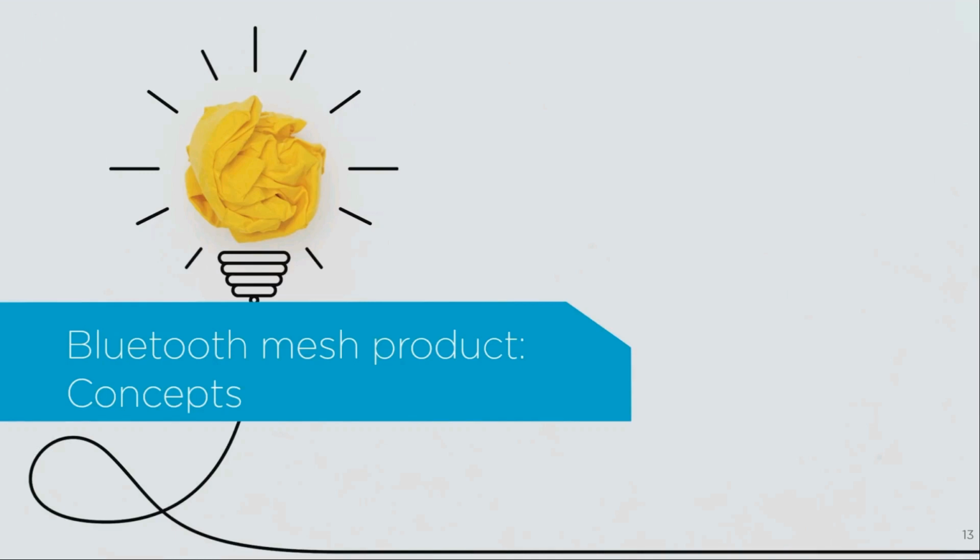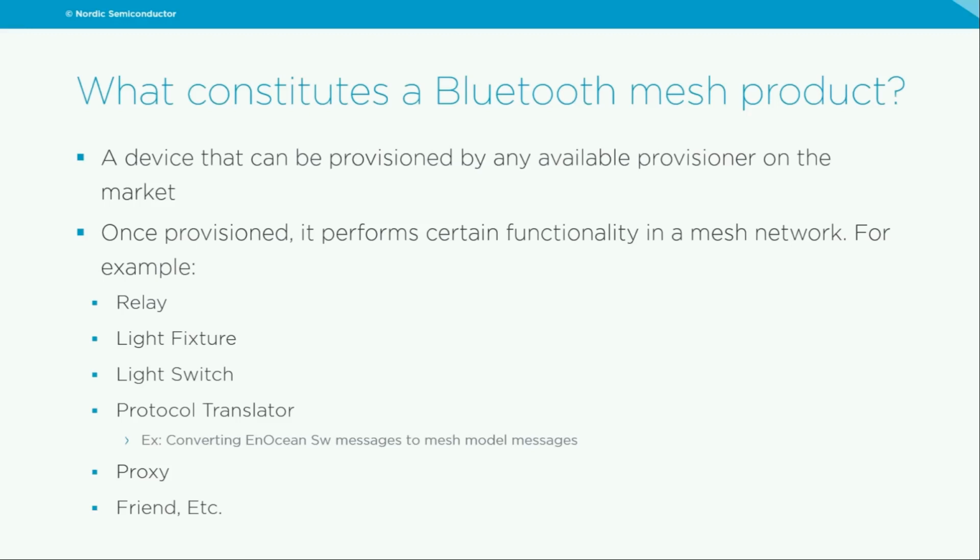Okay, now let's take a look at some of the concepts around a Bluetooth mesh product. What constitutes a mesh product? Well, a Bluetooth mesh product is a device that can be provisioned by any available provisioner on the market. Once provisioned, it performs certain functionality in a mesh network. For example, this product can act as a relay, it can act as a light fixture or a switch, or a protocol translator, or a proxy device, or a friend, etc.